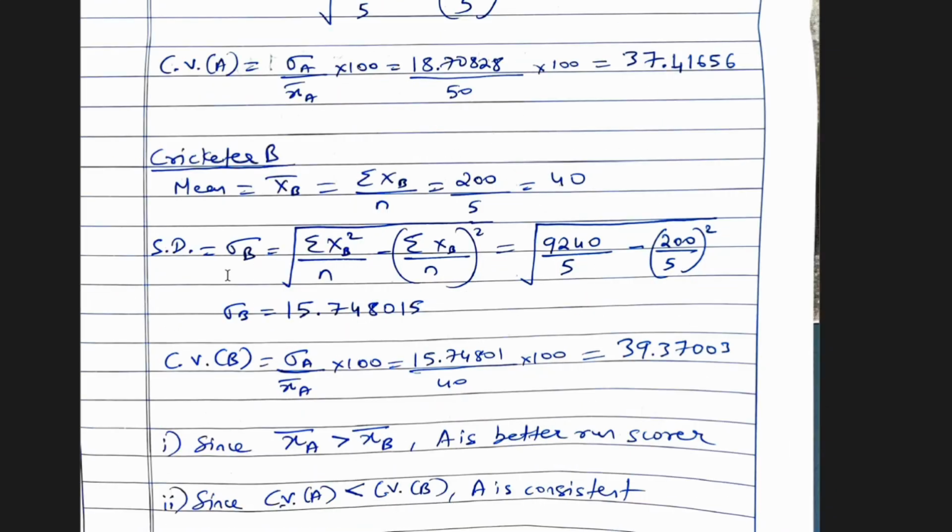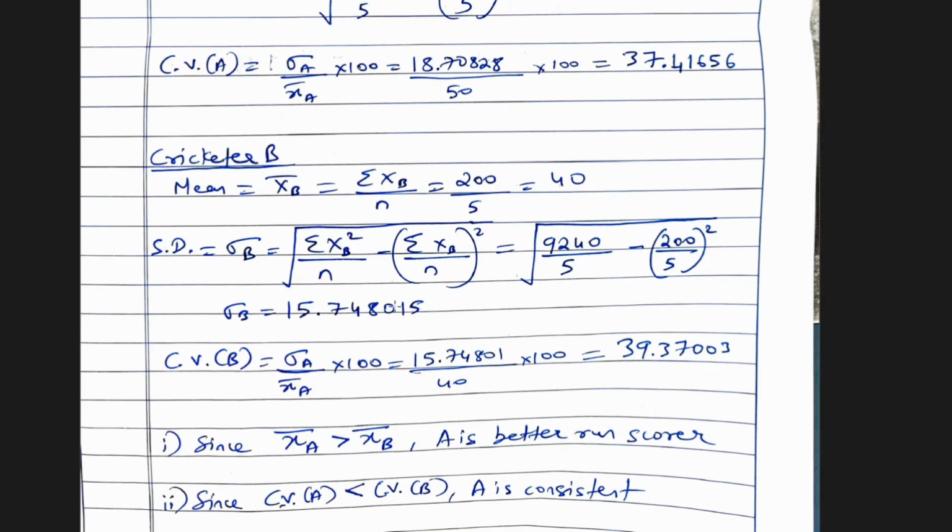Next, similarly, standard deviation is equal to square root of summation of x square by n minus summation of x by n whole square. That is 9240 divided by 5 minus 200 divided by 5 whole square. So when you solve it, the answer will be 15.748015. So standard deviation of B is 15.748015. Now coefficient of variation is, again same formula, standard deviation divided by x bar into 100. That is 15.74801 divided by 40 into 100. That is 39.37003. Now we have solved the entire problem.